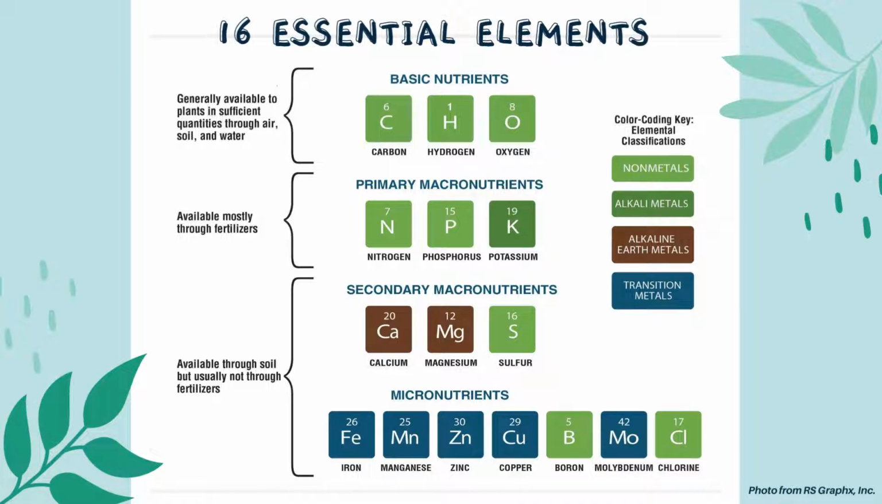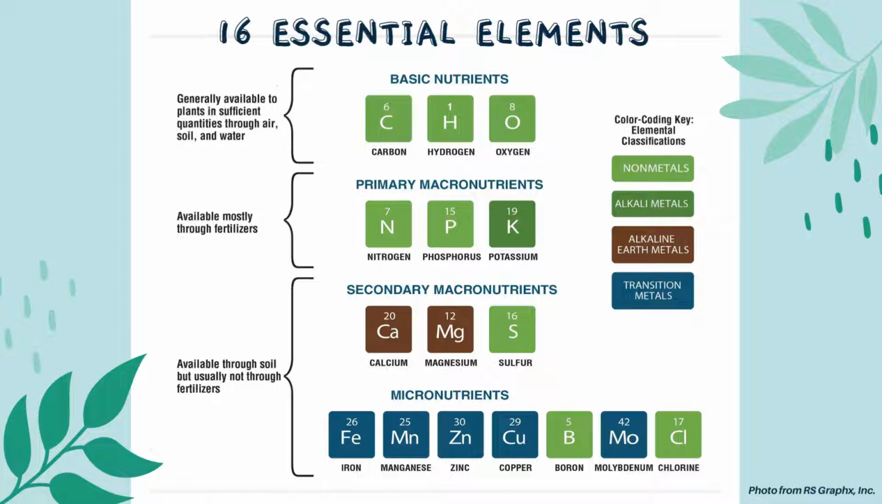First, we have the basic nutrients that are generally available to plants in sufficient quantities through air, soil, and water. This includes carbon, hydrogen, and oxygen. Next is primary nutrients, also known as primary macronutrients. These are usually required in the largest amounts. These are mostly available through fertilizers, and it includes nitrogen, phosphorus, and potassium.